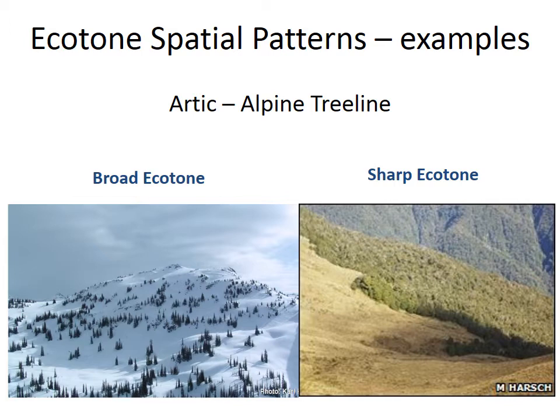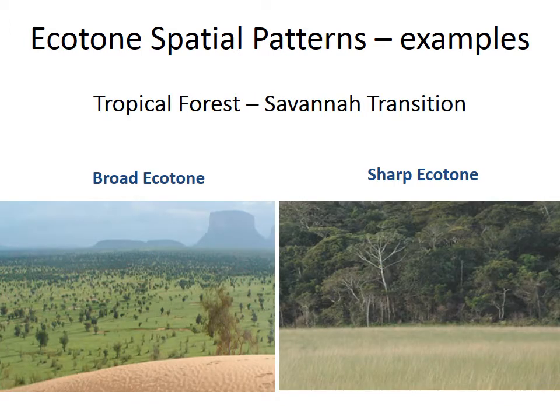Here's some other examples, a broad ecotone of the tree line, where the density of trees just gradually gets lower as you go higher in the mountain. And then there are other tree lines that are very sharp, as you see on the lower right. And this can be caused by an abrupt change in the soil type, or it could be a very abrupt change in the climate that's associated with the topography of the mountains. And here's another one, tropical forest savanna transition, a very broad one on the lower left, and a very sharp transition on the right.